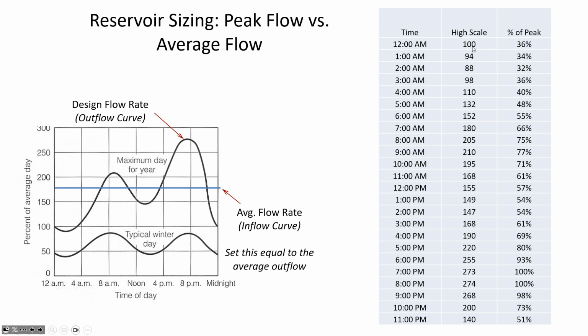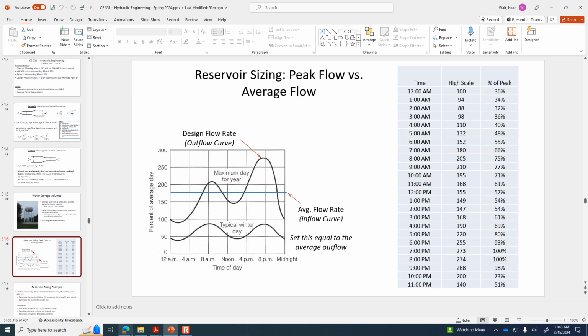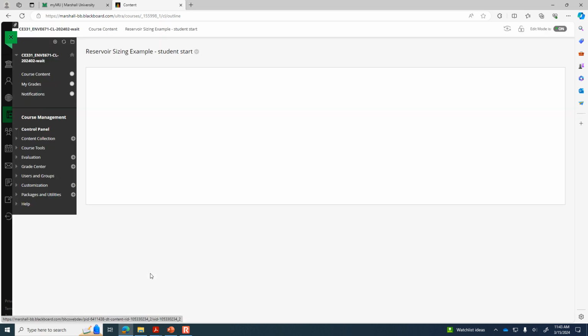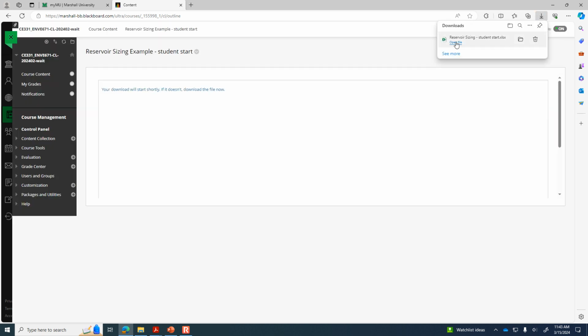This is what I said was the high scale. So 100 at 1 a.m., 94 at 2 a.m., 88 at 3 a.m., 98. You get the point. And then here's our peak. Our peak was 274 at 8 p.m. Okay. So here's the spreadsheet we're going to start with. Download it, open it in Excel, and I'm going to show you how to size a reservoir.